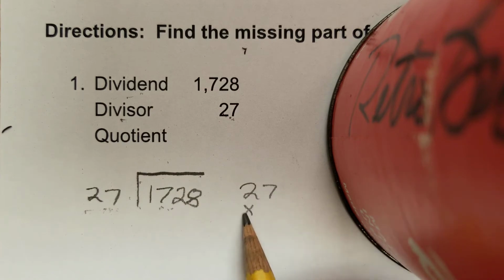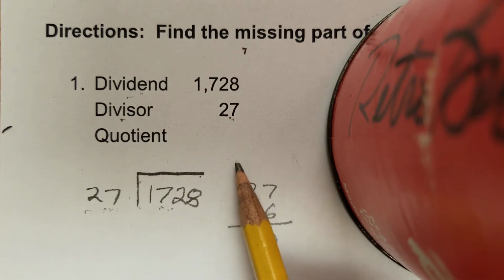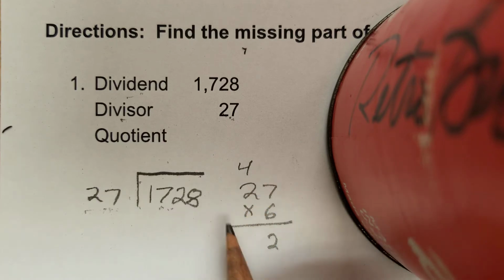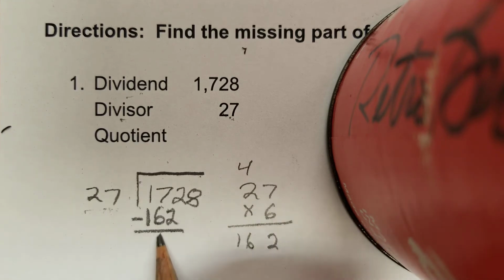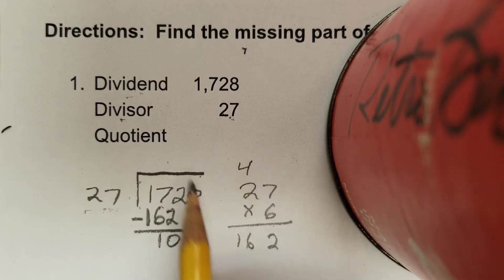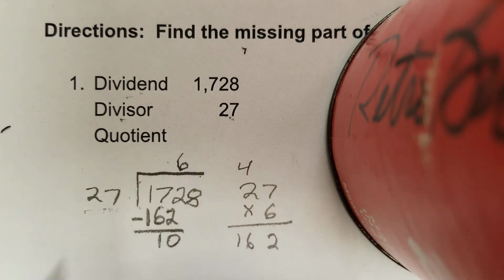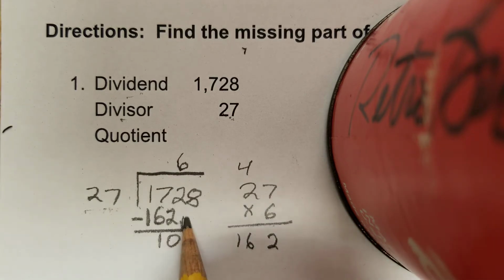Let's try 6. 7 times 6 is 42. 6 times 2 is 12 plus 4 is 16, which is 162. That's going to go underneath here. And when we subtract that, we're left with 10. I forgot to put that it was 6 times up here, so I'll put my 6 up there. So now I'm going to bring down my 8.